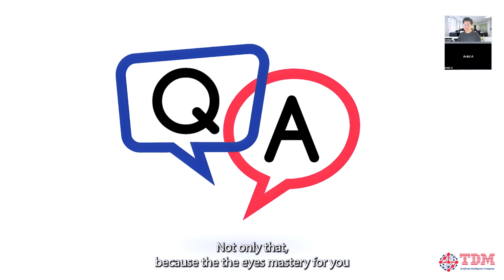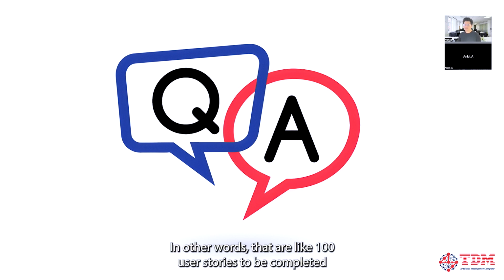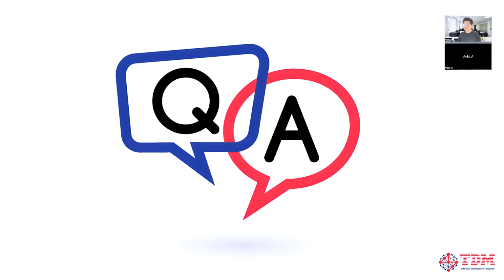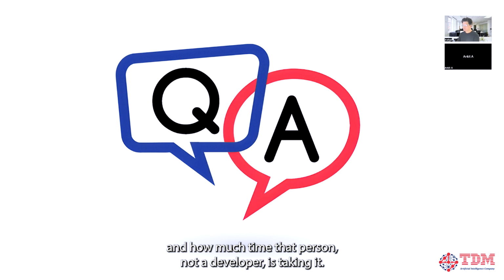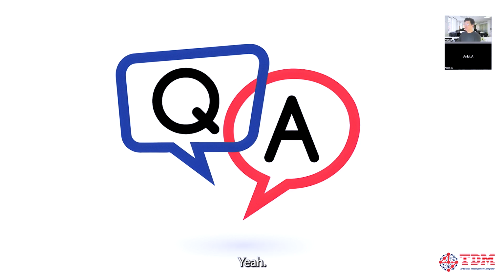Not only that, because the AI Scrum Master, if you design one, will have all the information at its fingertips. In other words, if there are like 100 user stories to be completed, the AI Scrum Master will know at its fingertips all the stages they are in, how many are pending, how many completed, who is delaying, and how much time that person or developer is taking. It's so magical if you can automate this, right? So you want AI to do that task assessment? Correct.